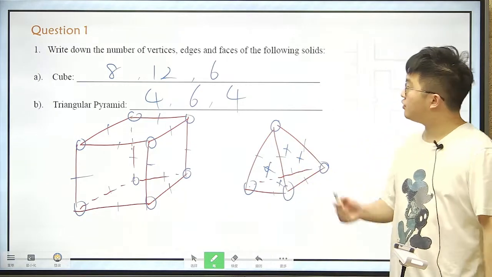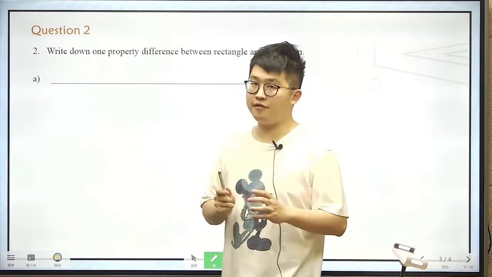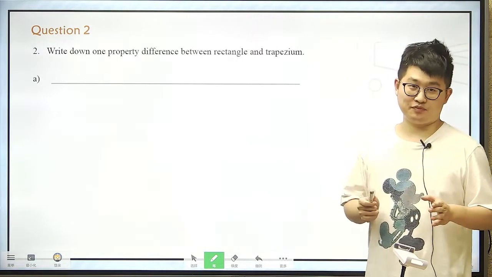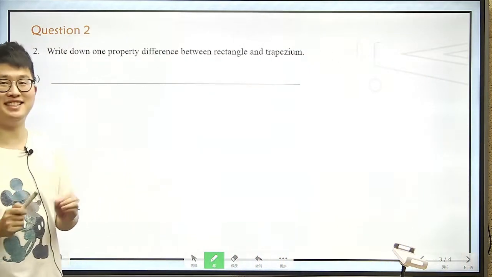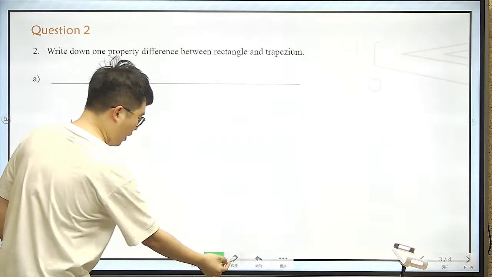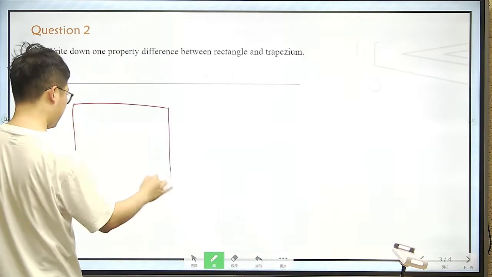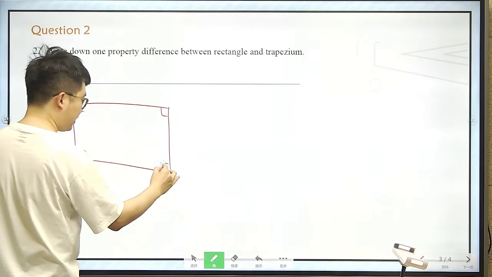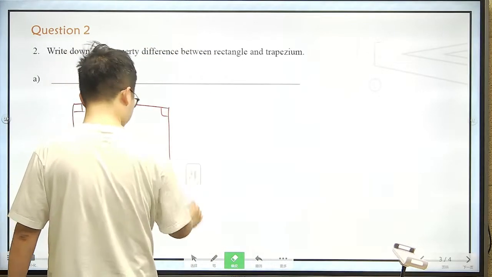Now the second question is a little bit more difficult. It's about the property difference between rectangle and trapezium. Trapezium, this word is really difficult to pronounce. Rectangle, of course, we are quite familiar with. A rectangle is like this: 4 sides with 4 right angles. I suppose that's why this is called rectangle, but my drawing is poor.